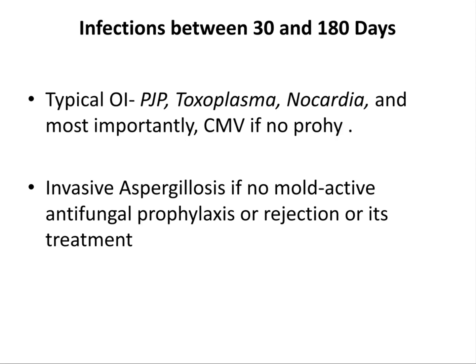PJP, endocarditis, CMV is a big one, toxo if they're not on prophylaxis. And CMV, of course, people usually are on prophylaxis, but sometimes it can still happen, and sometimes people don't take their prophylaxis. Invasive aspergillosis also can appear during that period of time. Part of the level of immune suppression.